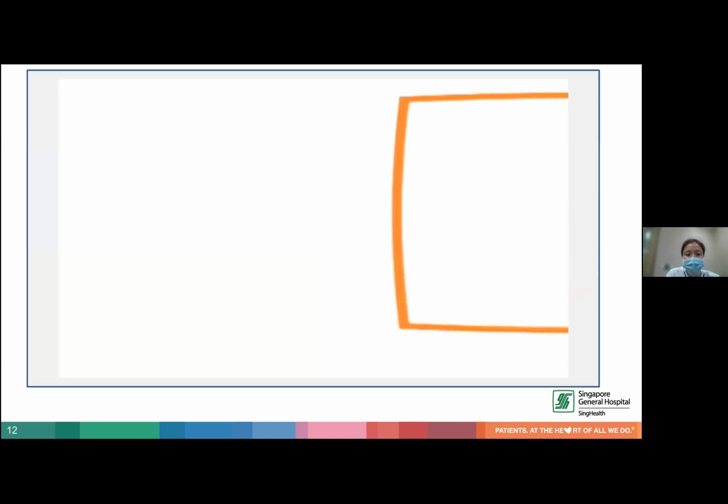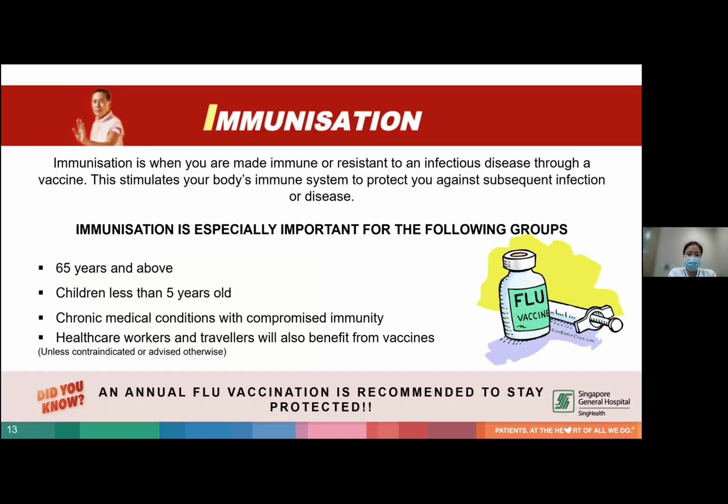Okay. So the next one, I for immunization. So immunization means your vaccination. So this is especially important for a certain group of people because when you're immunized, you are more immune or resistant to the type of infectious disease that you receive the vaccine for. So this actually helps your body immune system to protect you against those diseases.